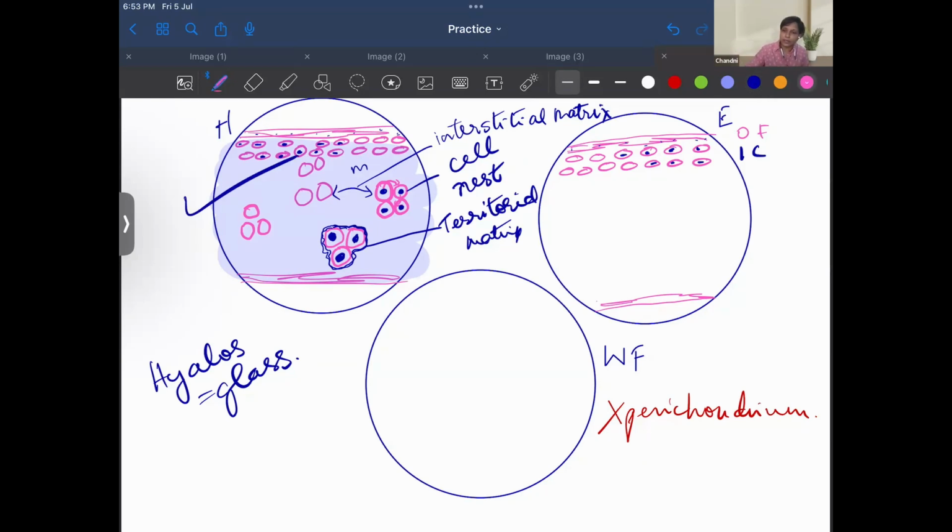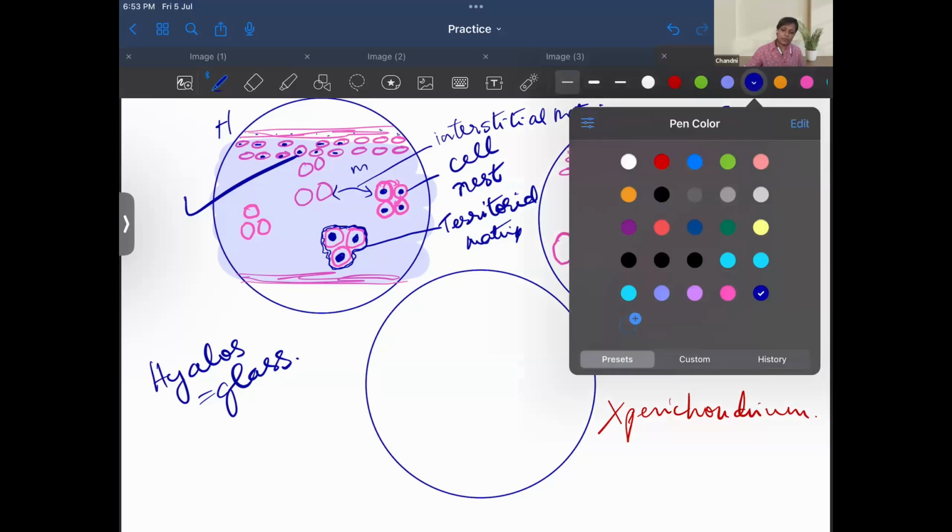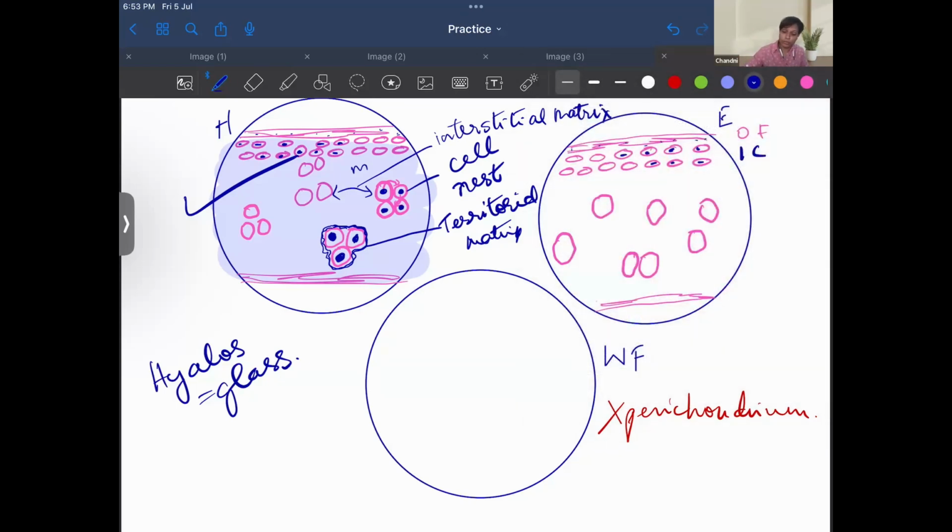Now, when you go to the elastic cartilage, we already know that the ground substance here has less fiber. So you don't draw too many fibers. You just draw the cell nests, and then you draw the 2 types of matrix and the perichondrium. But here, most often these elastic cartilage cells are isolated. Sometimes they can be in clusters, but most often they're like this. Some books will tell you that the cells are actually also larger.